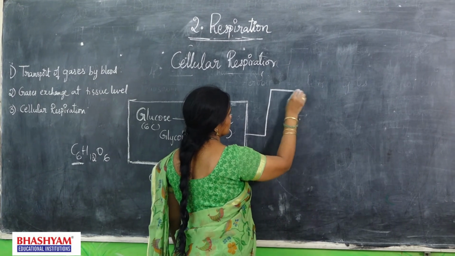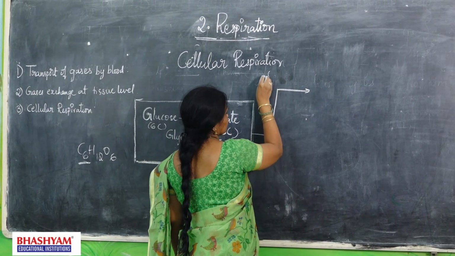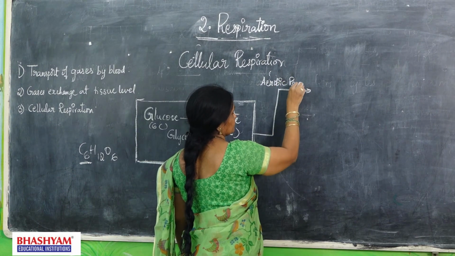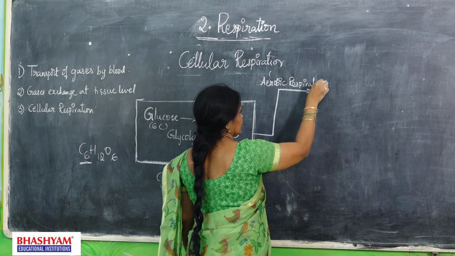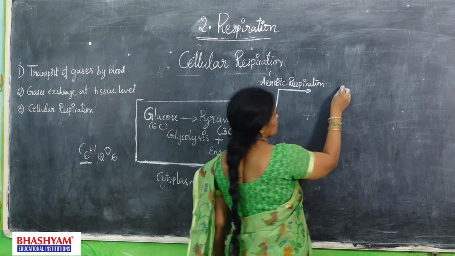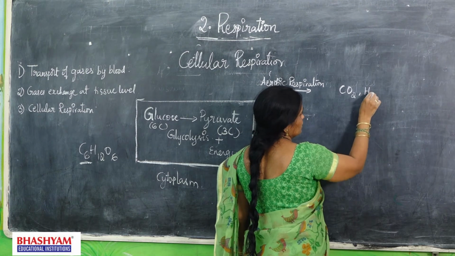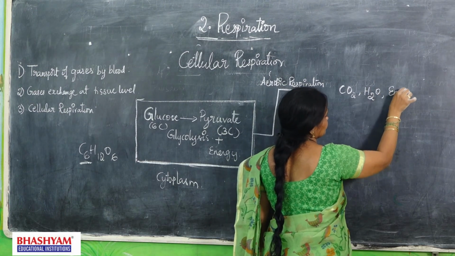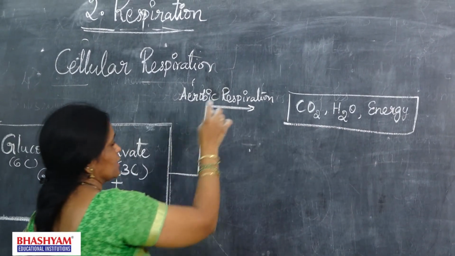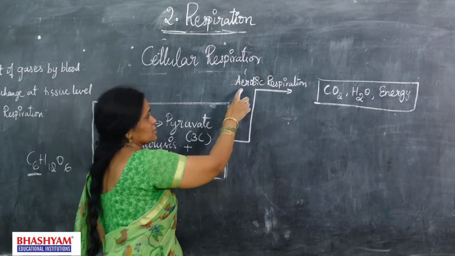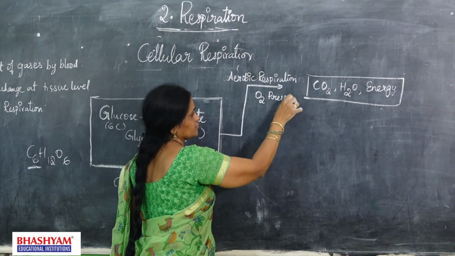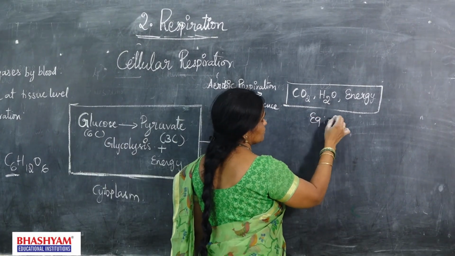In presence of oxygen, that is aerobic respiration, this pyruvate is further converted into carbon dioxide, water, and energy. These are the end products of aerobic respiration. Aerobic respiration is the process of respiration that occurs in presence of oxygen. Examples for aerobic respiration are plants and animals.